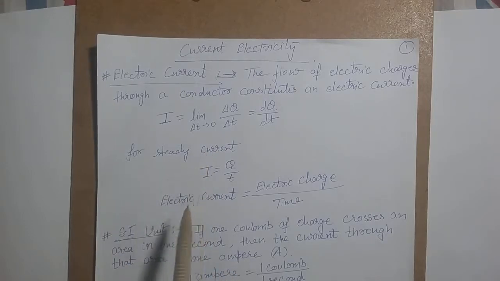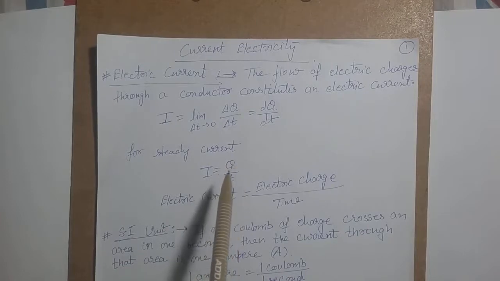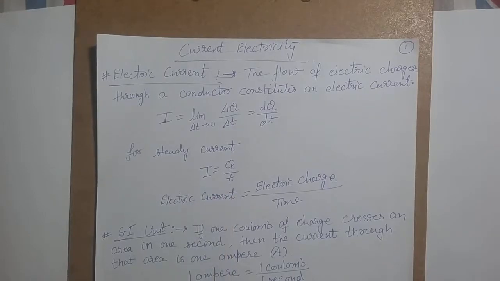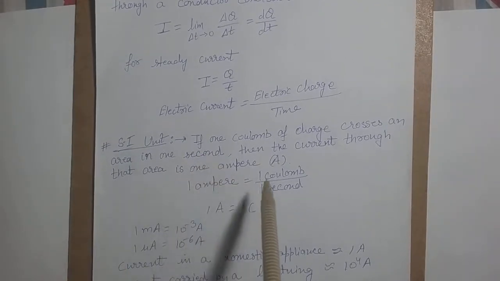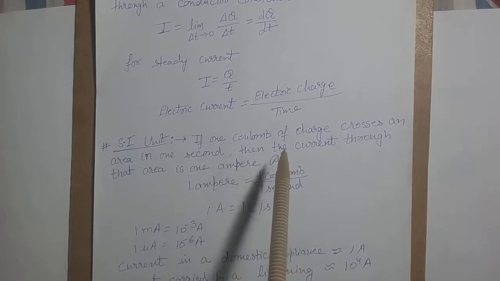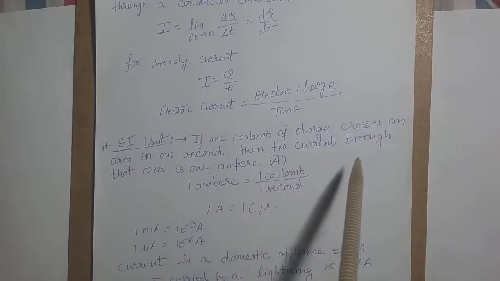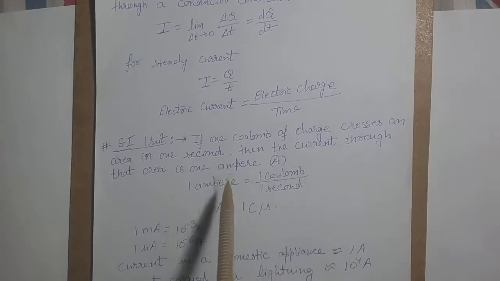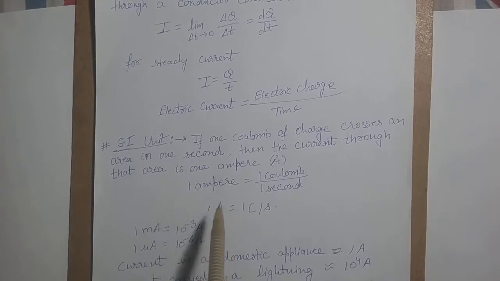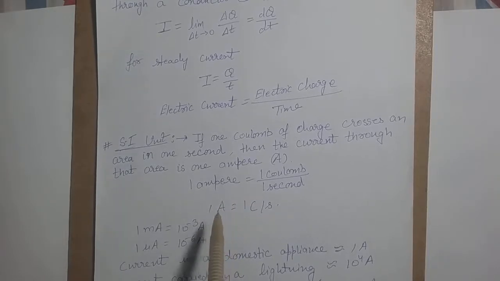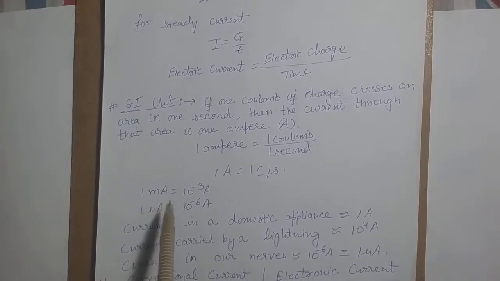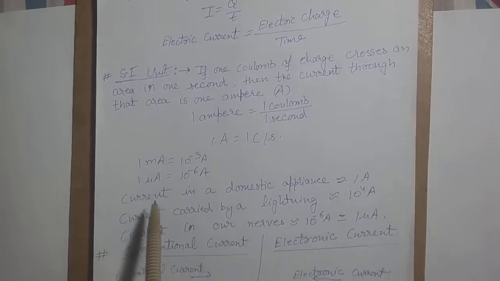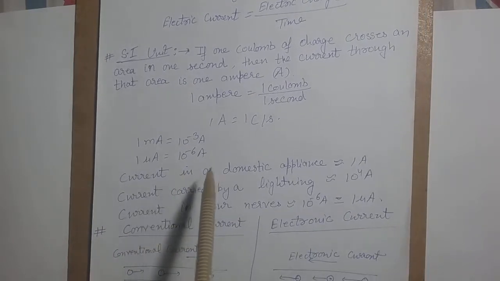For a steady current, we can say that electric current is the total charge flowing through a circuit or a conductor in a given time. The SI unit of electric current is ampere, and 1 ampere is 1 coulomb per second. So we can define, if 1 coulomb of charge crosses a unit area of a conductor in 1 second, then current through that conductor is said to be 1 ampere. So ampere is the SI unit. Apart from ampere, other units also exist: milliampere equals 10 raised to power minus 3 ampere, microampere equals 10 raised to power minus 6 ampere.